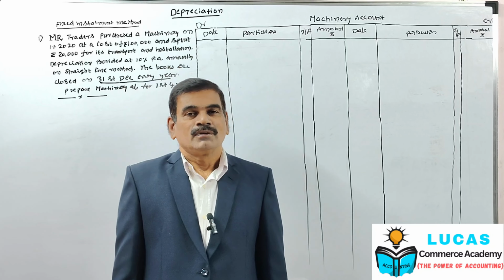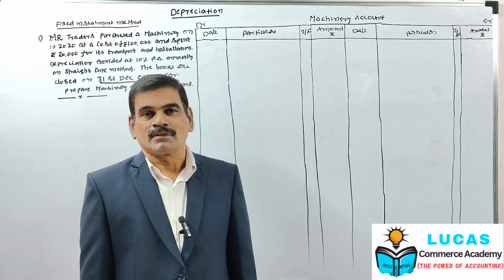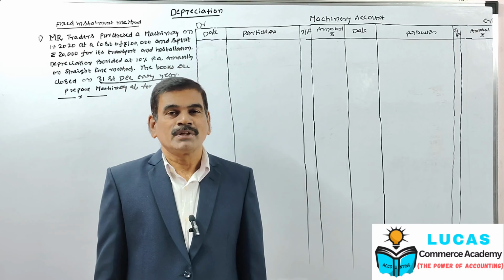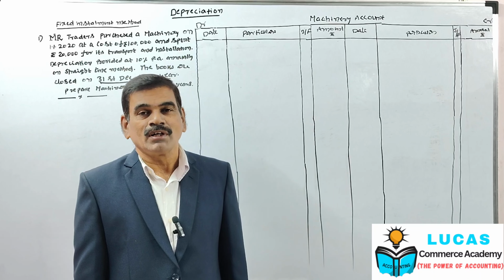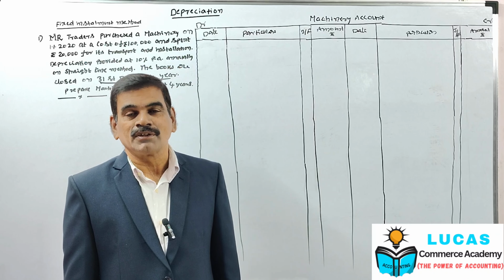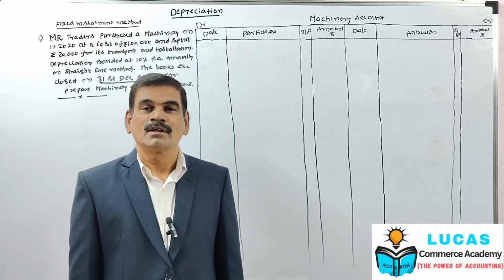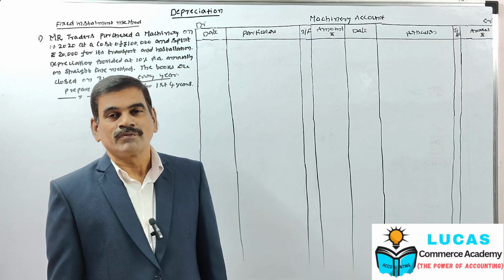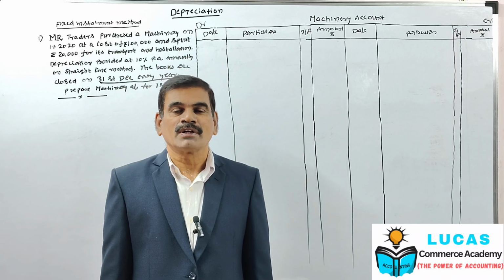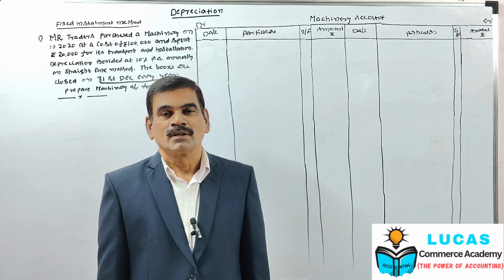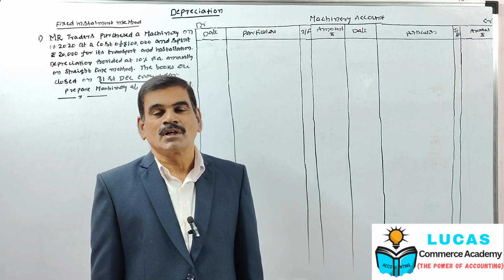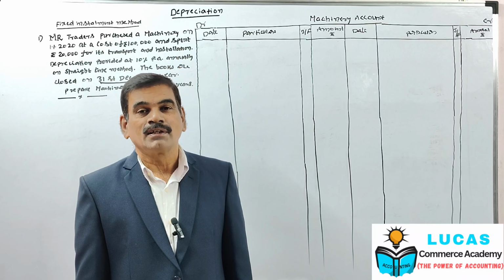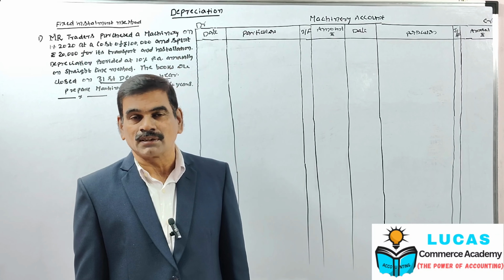In the previous video, we started depreciation. Let me give you a recap. Depreciation means the gradual decrease in the value of an asset due to use. There are certain methods for calculation of depreciation. Out of these methods, the first one is the fixed installment method. Under this method, the amount of depreciation is fixed or constant for each and every year till the end of the life of the asset.